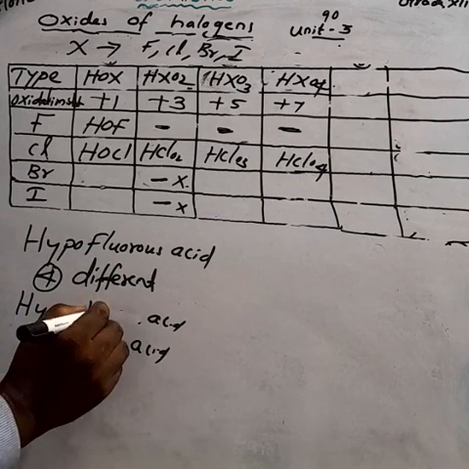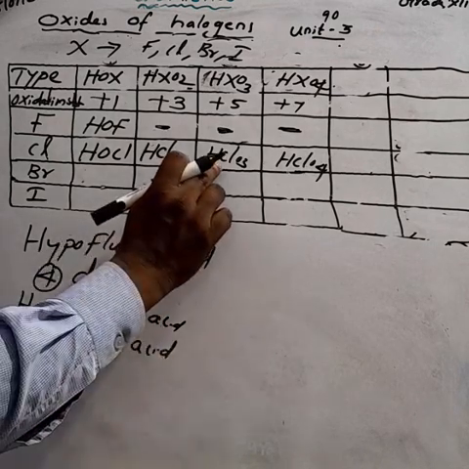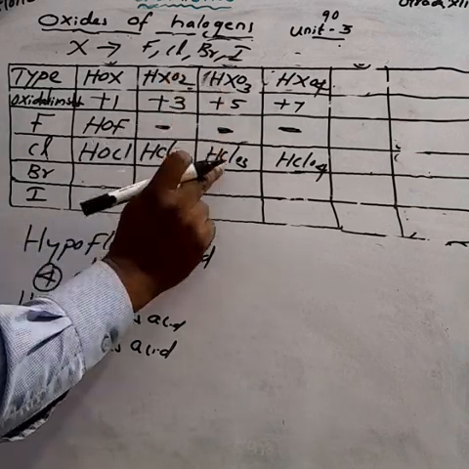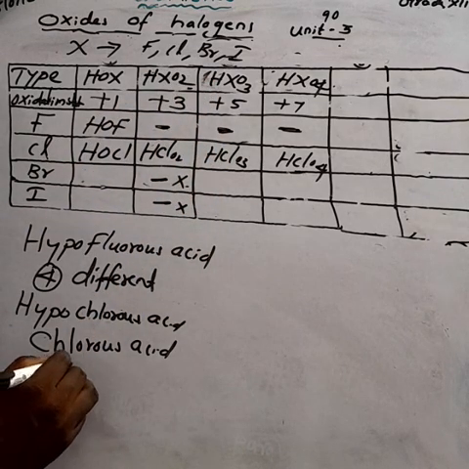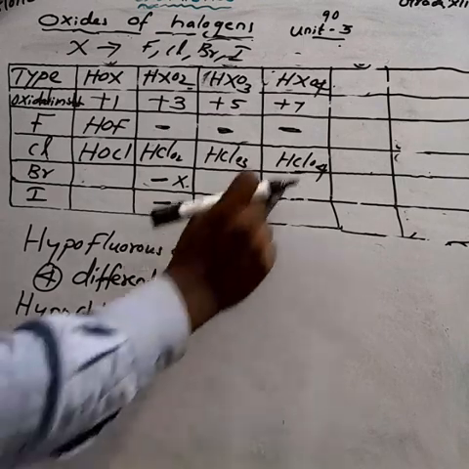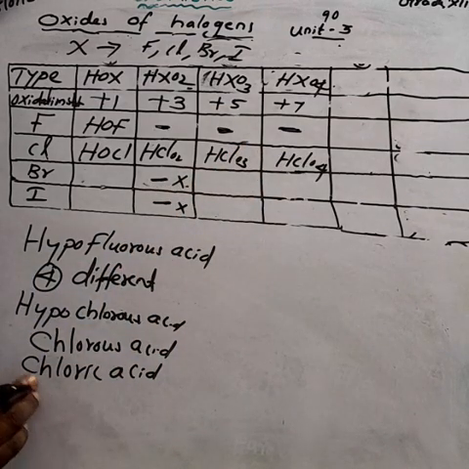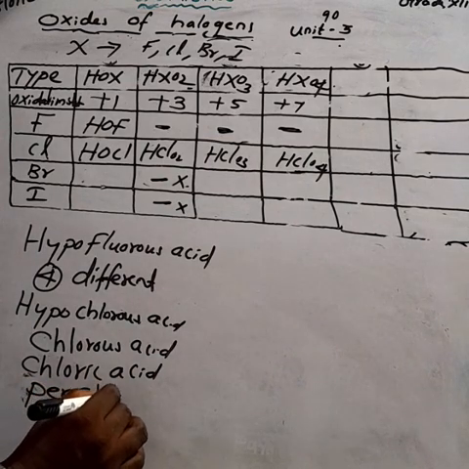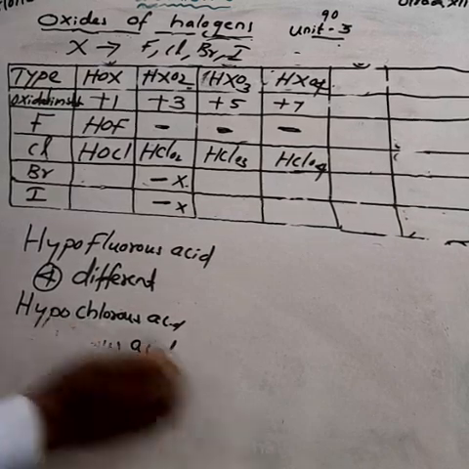I will ask the question, so please watch the video carefully. The next one is HXO3. The formula is HClO3. Just we are adding one oxygen atom. HClO3 is chloric acid. The last one is HXO4. The formula is HClO4. HClO4 is perchloric acid. So chlorine can form 4 different oxo acids.